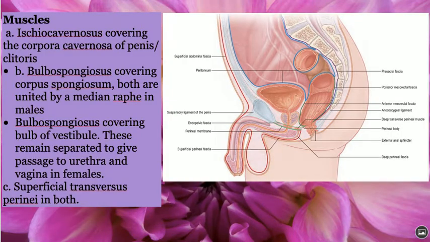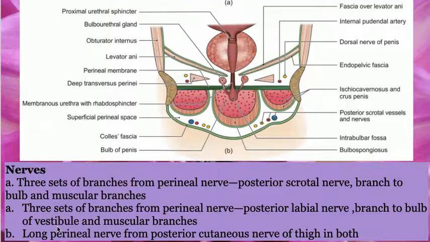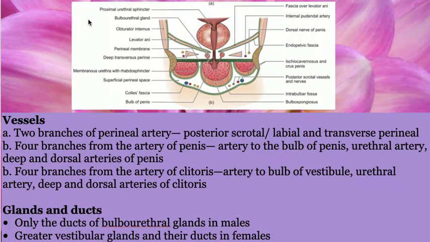Okay, the muscles are the ischiocavernosus, bulbospongiosus, and the superficial transverse perineum. There are three sets of nerves: the posterior scrotal or labial nerve, branch to the bulb or vestibule, and muscular branches, along with the long perineal nerve. Vessels from the perineal artery: posterior scrotal or labial, transverse perineal. Four come from the artery of the penis or the clitoris: to the bulb, urethral artery, deep and dorsal arteries. Glands: duct of the bulbourethral gland in males and the greater vestibular gland in females.